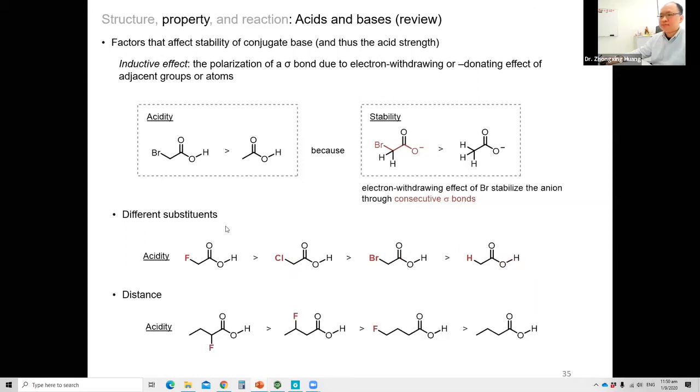Okay. And the distance also plays a role. If the fluorine is closer to the oxygen, it means the electron puller is closer to the active site, right? So the anion is pulled more strongly. That means the acidity of this OH bond is stronger than in other compounds with fluorine further away. Basically, if you imagine a super long chain, let's say 100 carbons, with the fluorine at one end and the carboxylic acid at the other end, the effect is quite small, right? If it's really close, its effect is stronger. So it's quite plain to understand.